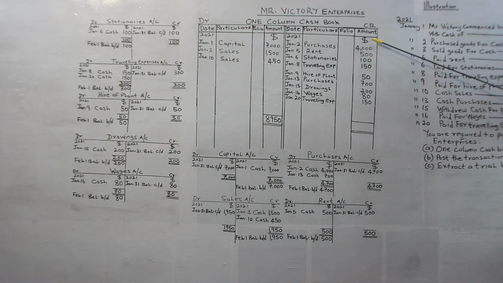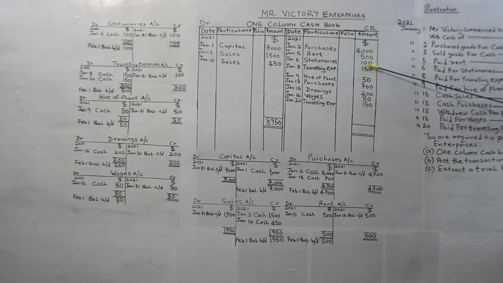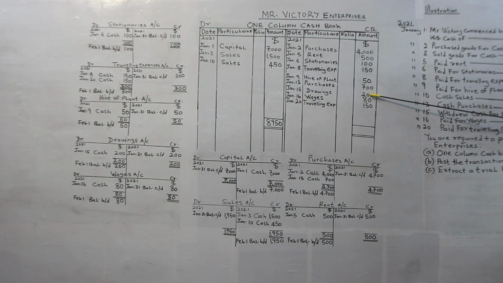Then the total amount spent by the cashier: 4,000 plus 500 plus 100 plus 150 plus 50 plus 700 plus 200 plus 80 plus 150 gives us 5,930.